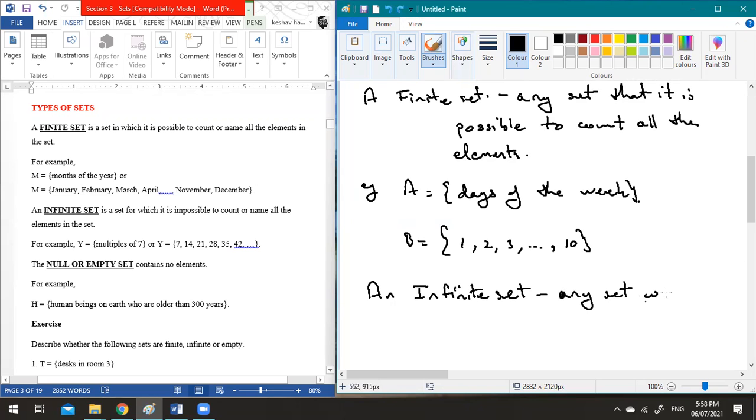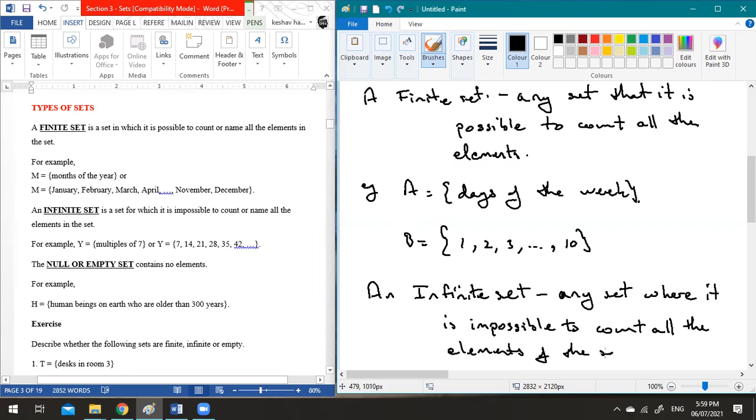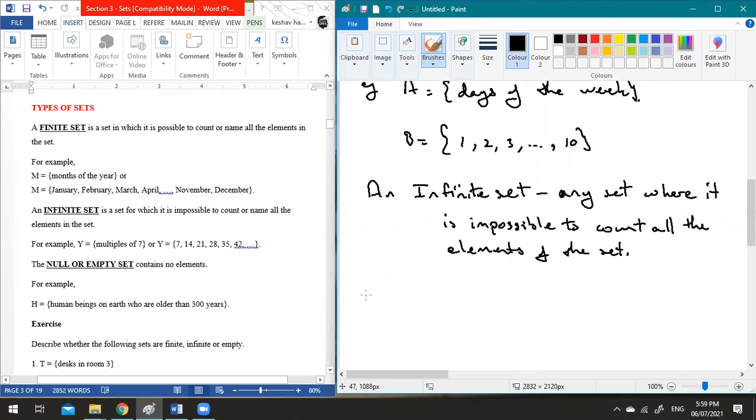So any set where it is impossible to count or name or label all elements of the set. So an example of this would be 1, 2, 3, dot, dot, dot. This dot, dot, dot means it's never ending, it's ongoing forever, an infinite set, right?